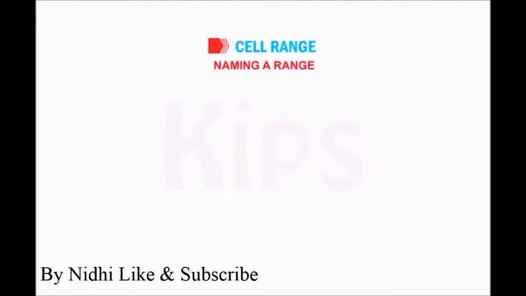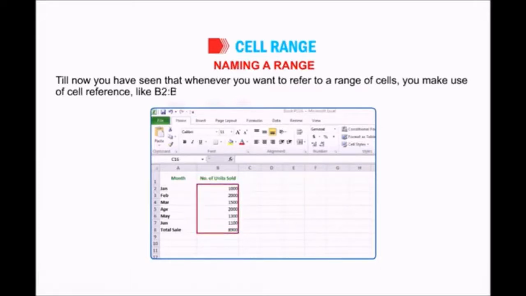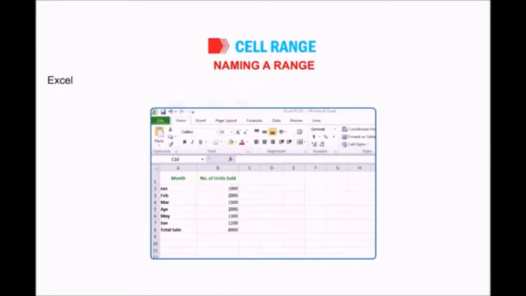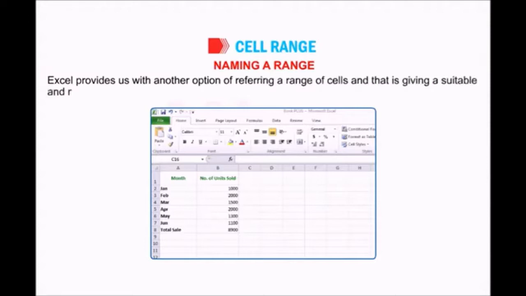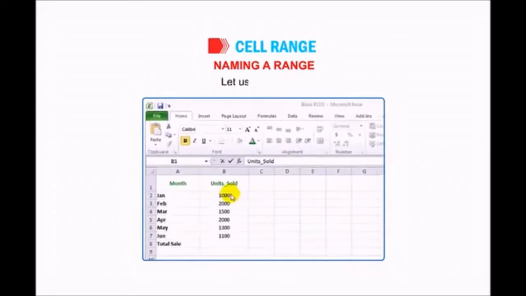Naming a range. Till now you have seen that whenever you want to refer to a range of cells, you make use of cell references like B2:B7. Excel provides us with another option of referring to a range of cells, and that is giving a suitable and meaningful name to the cell range. To define a name for a range, select the range of cells that you want to name. Let us say B2:B7.